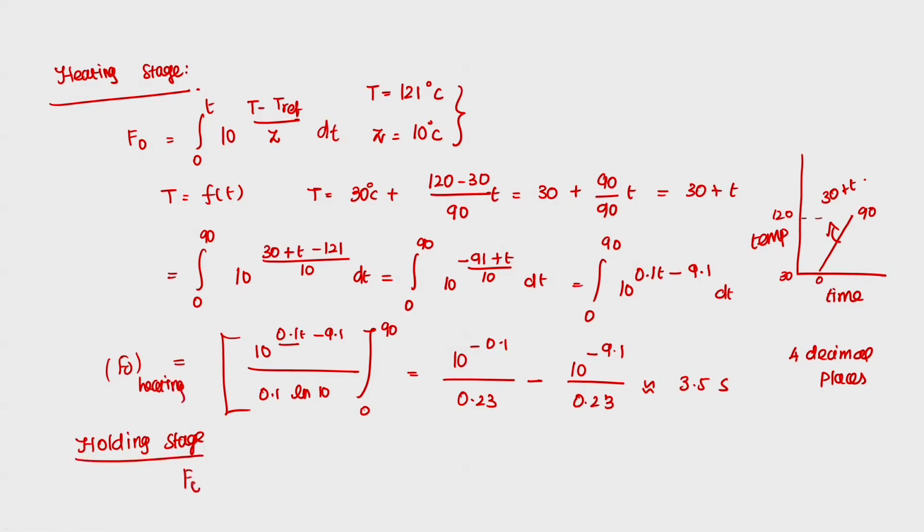The holding stage is very much simpler because it is a constant temperature process. It is 10 to the power of (temperature minus 121) upon 10, and it is holding at 120 degrees, so 120 minus 121 upon 10, integrated over 0 to 70 seconds, dt. So this becomes 10 to the power of minus 1 upon 10 into 70, which is around 55.6 seconds. So, the next one is the cooling stage.